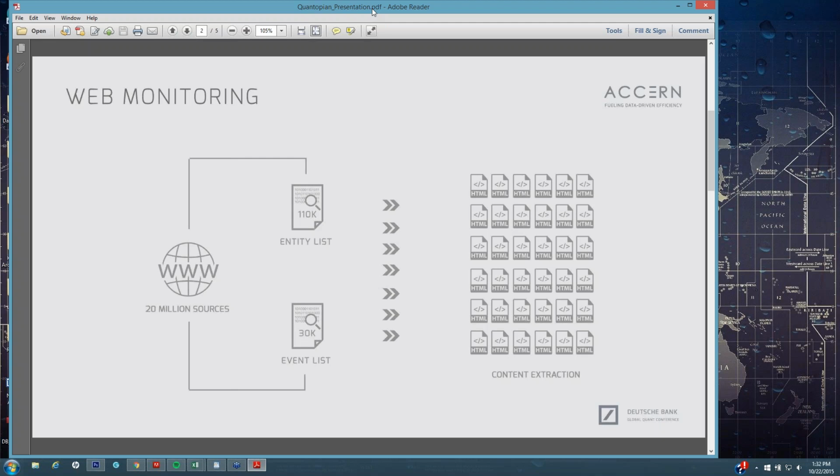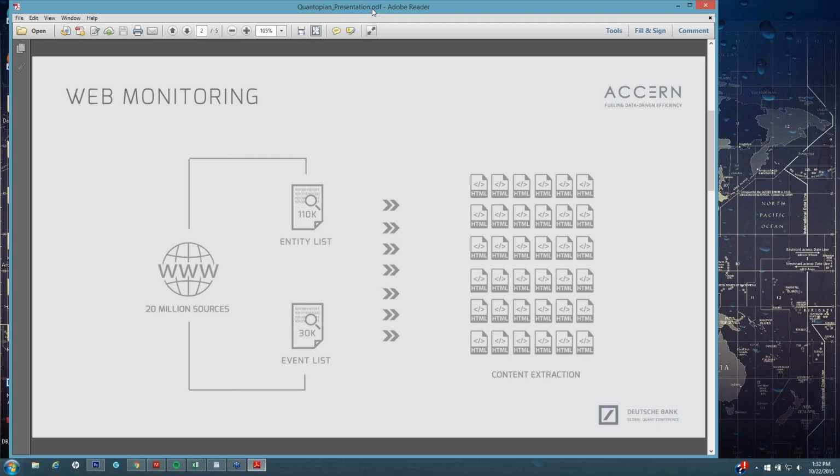Aside from entity extraction, we also do event detection. So we're able to detect the event that's mentioned in articles on the web. We have about 30,000 different event keyword variations which we look for in articles, and we try to extract this information.